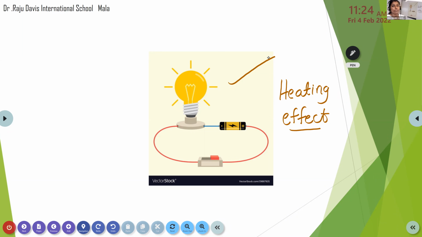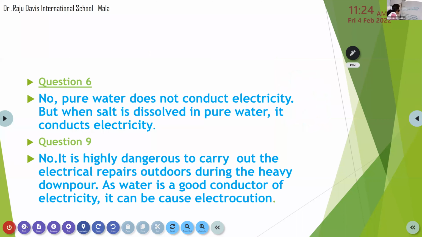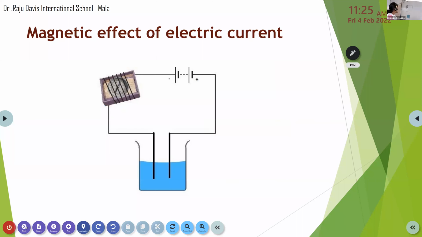So which effect of current is used in this picture? Heating effect of current. And is there any other effect of this current? Only heating effect? Is there any other effect? Magnetic effect.